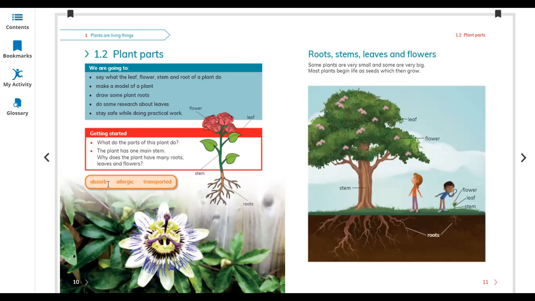These are vocabulary words: absorb, allergic, and transported. Roots, stems, leaves, and flowers. Some plants are very small and some are very big. Most plants begin life as seeds which then grow. So we put the seed in the soil and then put some water. After some time, it changes into a tiny plant, then a young plant, and then changes into a tree.